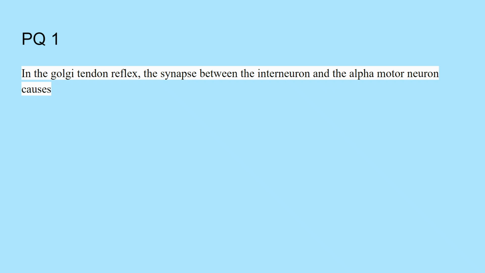Okay, so now we have some practice questions. Some of these I took from Top Hat, so I don't know if you guys have done them yet. And then some of them I modified. So first one, I think this one's from Top Hat. In the Golgi tendon reflex, the synapse between the interneuron and the alpha motor neuron causes what?